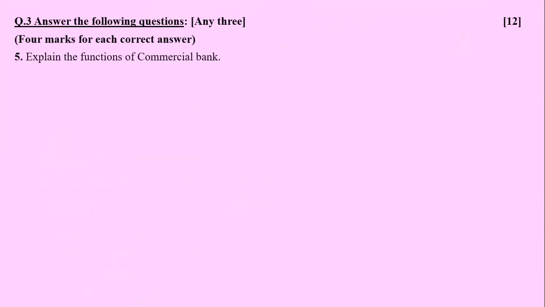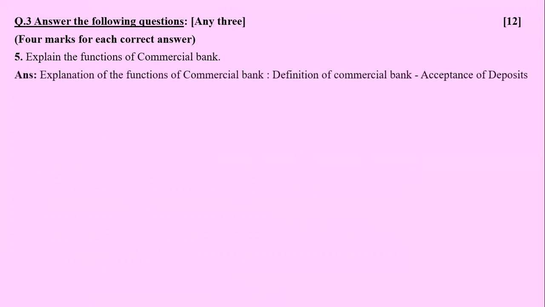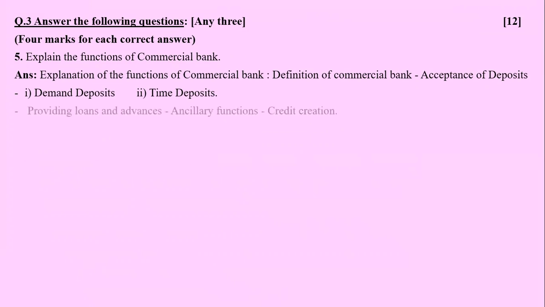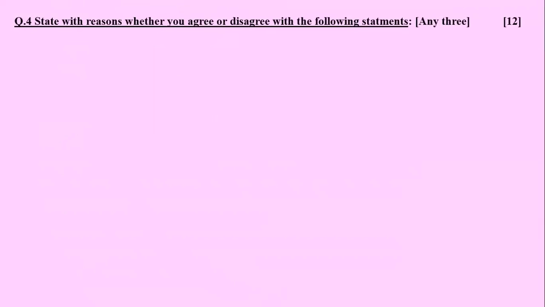See the next question. Explain the functions of commercial bank. Now see the points of the answer. Explanation of functions of commercial bank. Here, first of all, you have to mention the definition of commercial bank. Then acceptance of deposits, in that demand deposits and time deposits. The next function, providing loans and advances. Then ancillary functions and credit creation. Now let us see the next question.